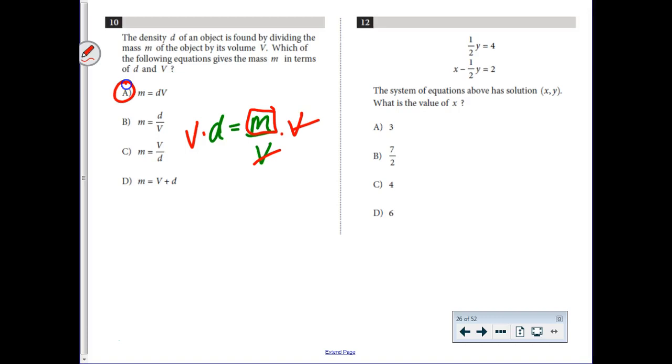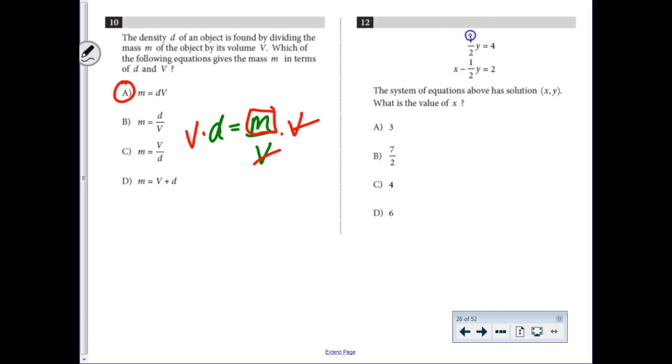Okay, number 12. Oh, look, another system. Those of you who've been with us, I think this is our 4th system we've seen. Does that sound right? It's either our 3rd or 4th. There are a ton of systems on the SAT test. So your only options for solving systems primarily are graphing, substitution, and elimination.